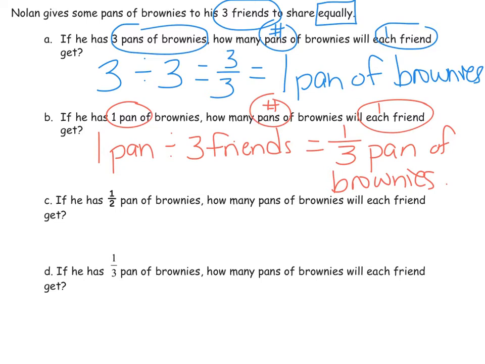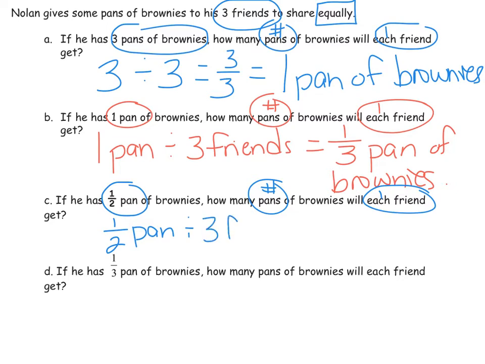Part C. If he has 1/2 pan of brownies, how many pans, so number of pans, will one friend get? So I have 1/2 of a pan divided among my 3 friends. I'm going to model this one with a small tape diagram. So this is 1 pan. However, I only have 1/2 of a pan that I'm sharing with my friends. So there's my 1/2 a pan.